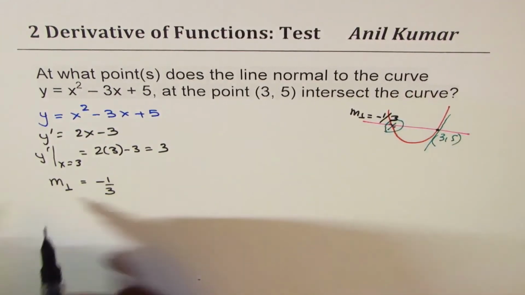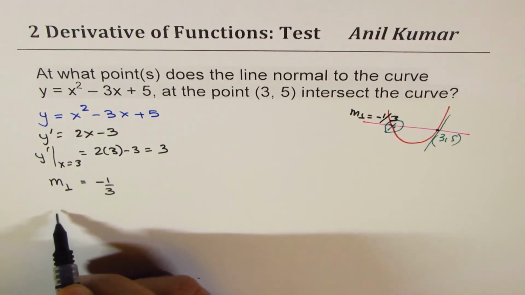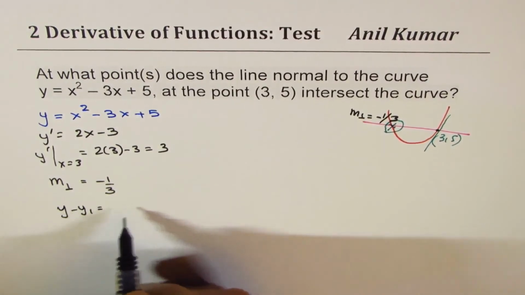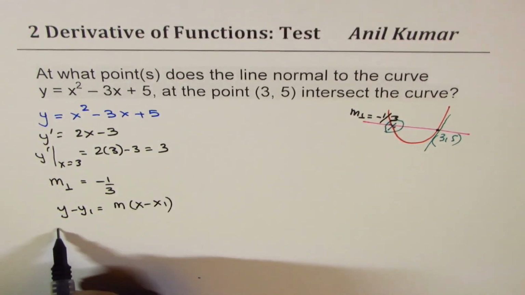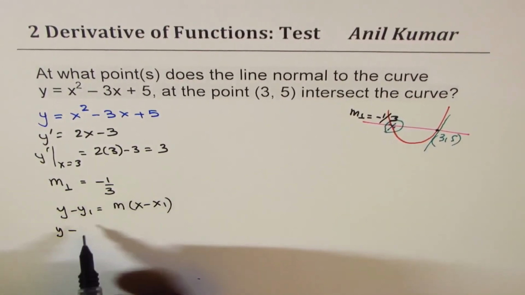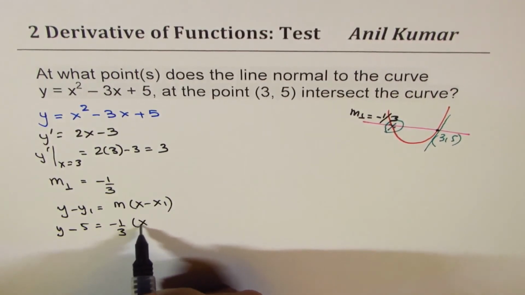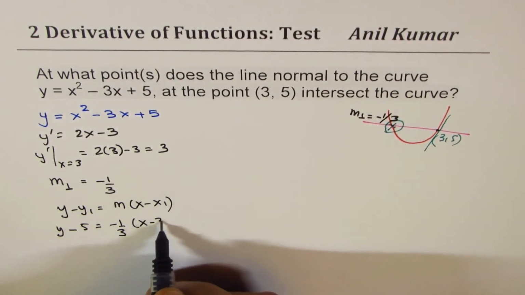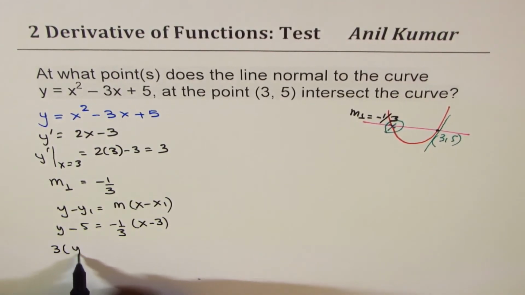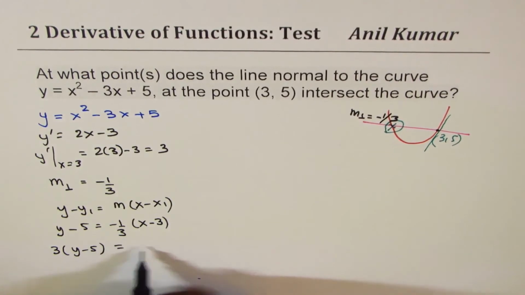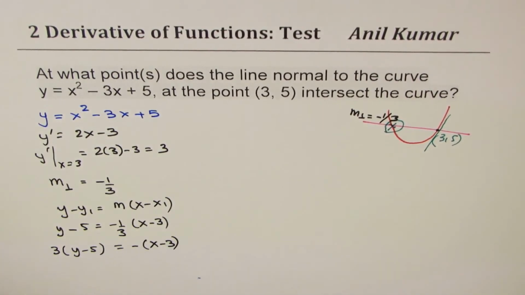Let's find the equation of this line. Since the point is (3, 5), we could write this as y minus y1 equals m times x minus x1, right? So y minus 5, the y point, equals the slope, minus 1 over 3, times x minus 3. Cross multiply, so we get 3 times y minus 5 equals minus x minus 3. Correct?